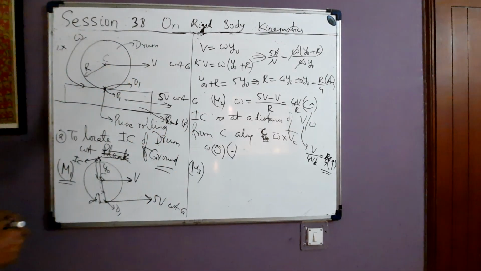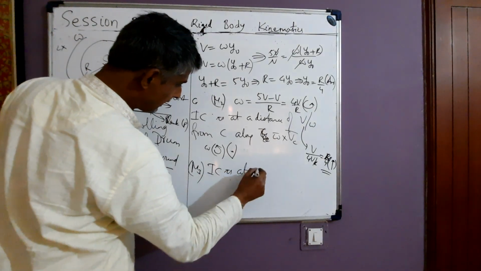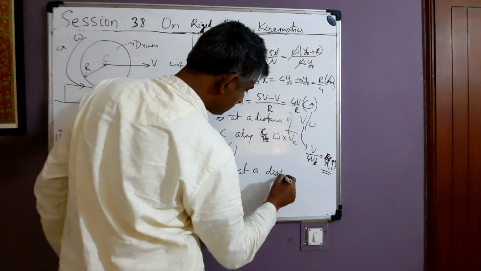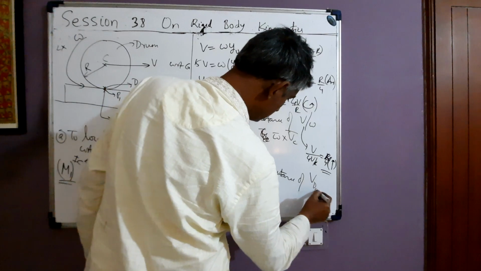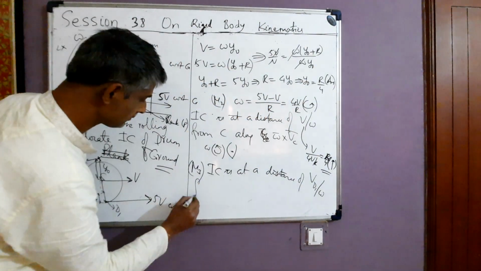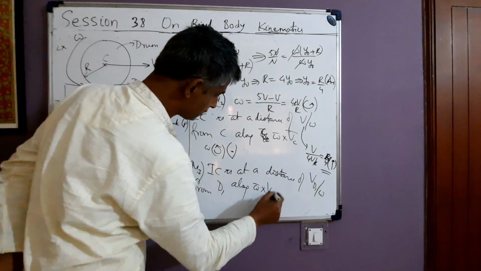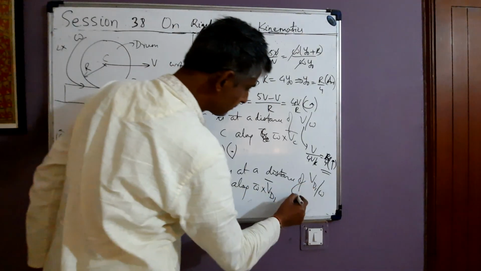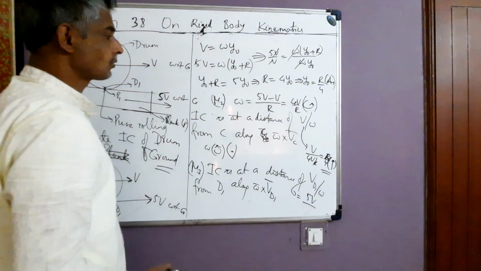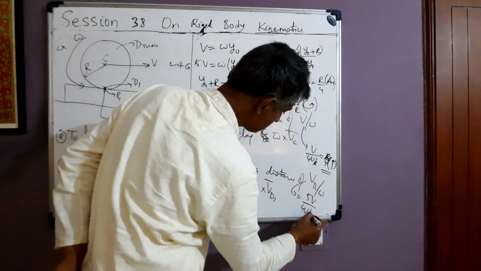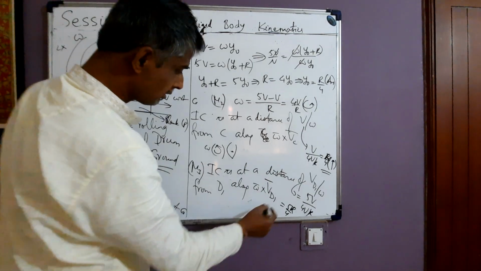Method 3: IC is at a distance of v d1 by omega from d1, along the direction omega cross v d1. Now what is v d1 by omega? V d1 is 5v. And omega is 4v by r. So this becomes 5r by 4.